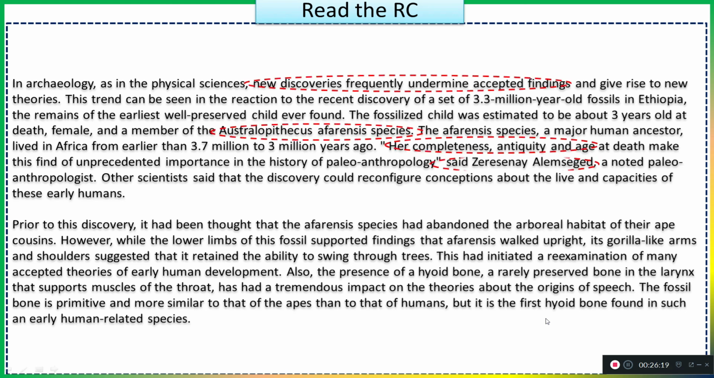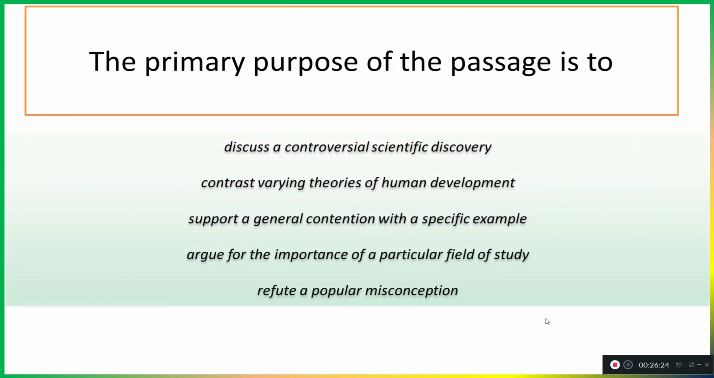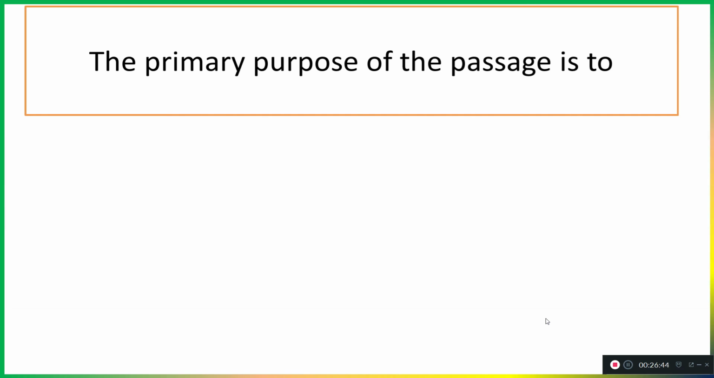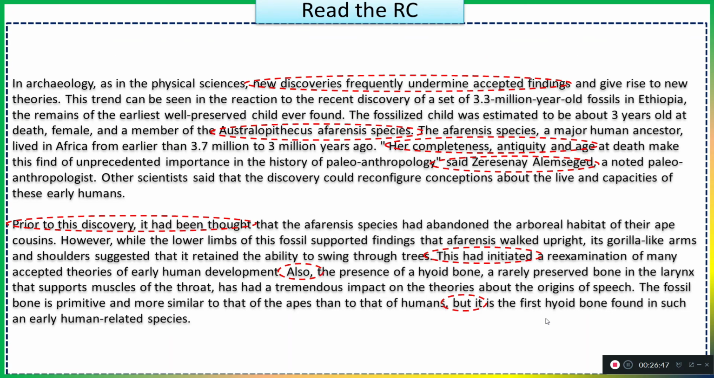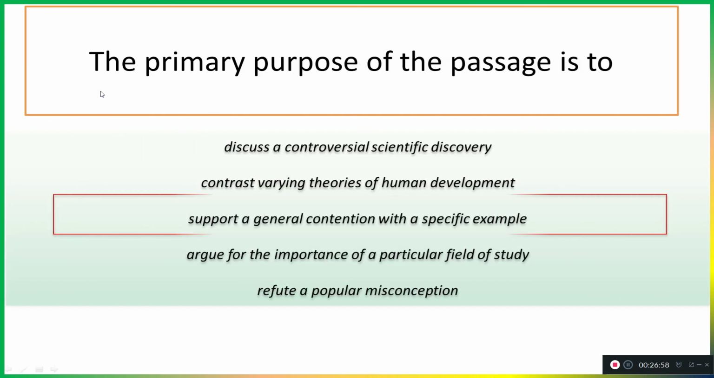And this is, by the way, your keywords. The primary purpose of the passage is to discuss a controversial scientific discovery. No, there is no controversial scientific discovery that is being discussed here. Contrast various theories of, no, they are not even talking about various theories of human development. Support a general contention with a specific example? Absolutely. They are talking about the general contention. What is it? That new discoveries frequently undermine accepted findings and give rise to new theories. And then they use an example to explain it.